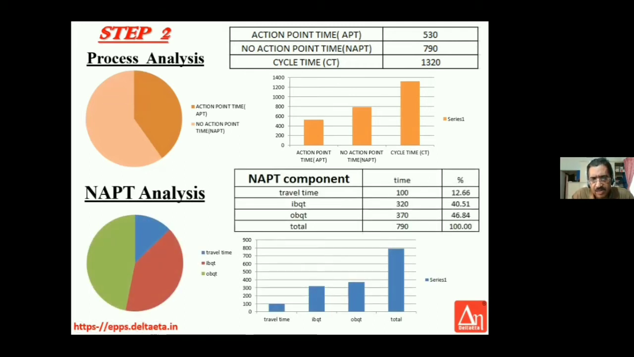Now we will analyze the no action point components. Travel time is 100. IBQT is 320. OBQT is 370. So a total of 790 minutes is lost in the process with no actions. Compared to IBQT and OBQT, the travel time is minimal, though it is traveling 5 times.